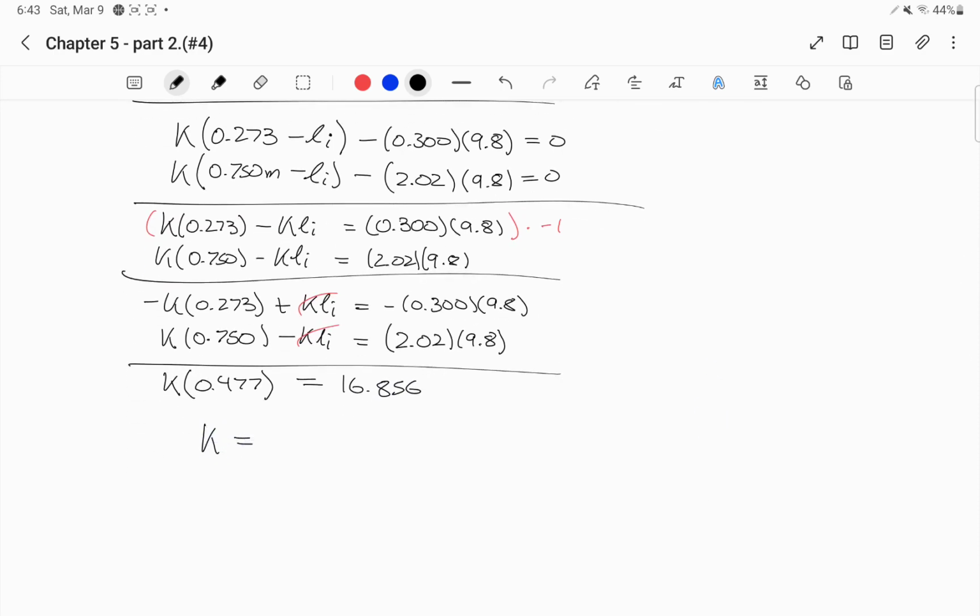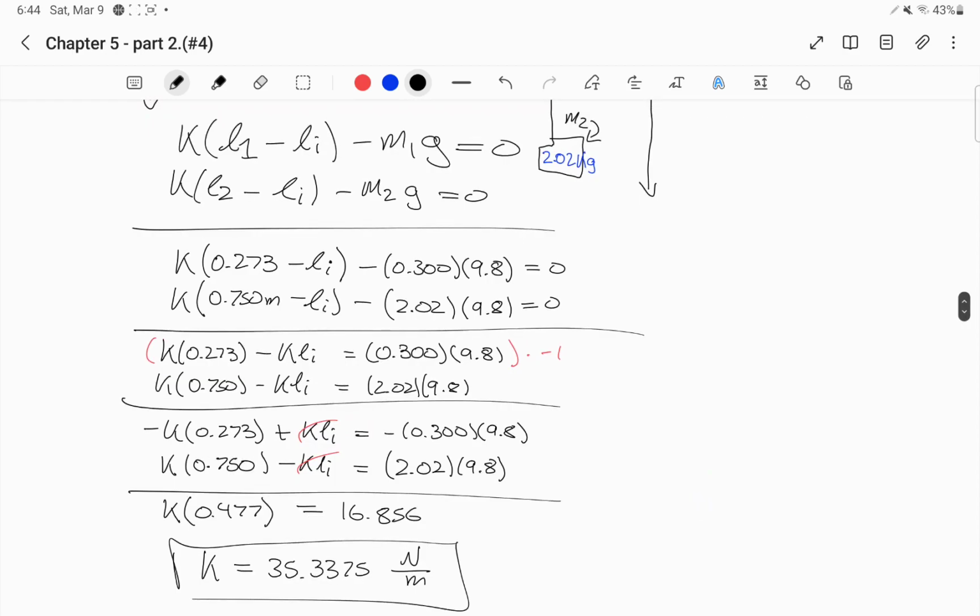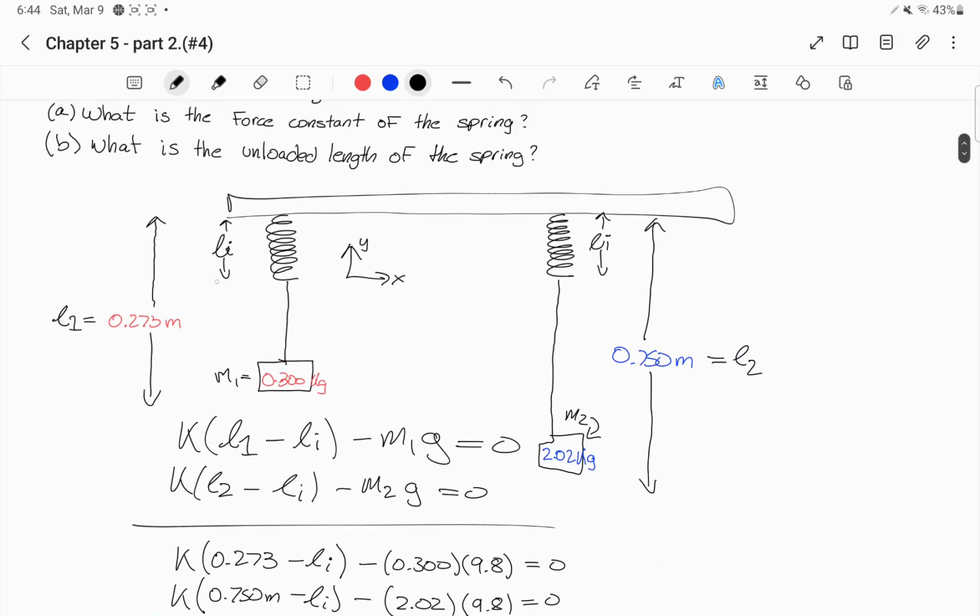And solving for the force constant, which is K, you would divide 16.856 by 0.477, and you would get 35.3 newtons per meter. 35.3375, I'm going to do it to 6 figs, newtons per meter. Now that we found the force constant, we can plug it back into either one of these equations and solve for the unloaded length of the spring, which is L initial.